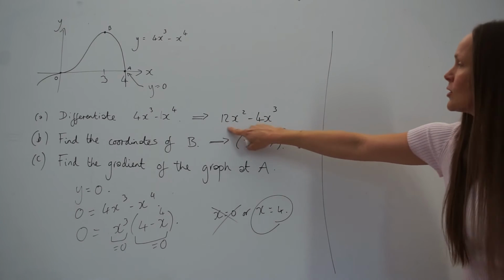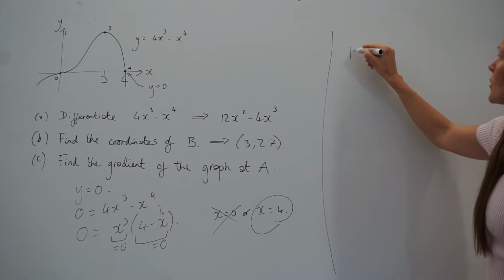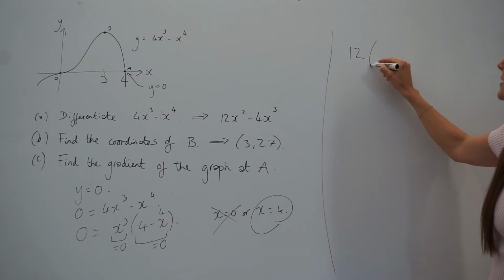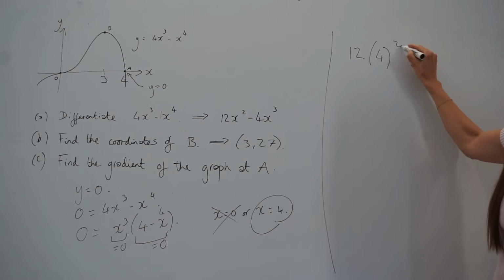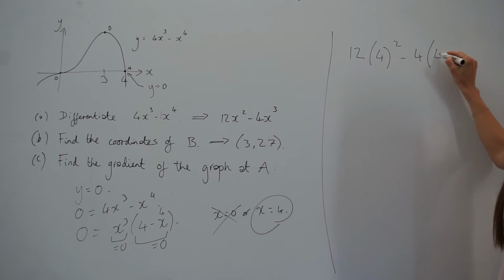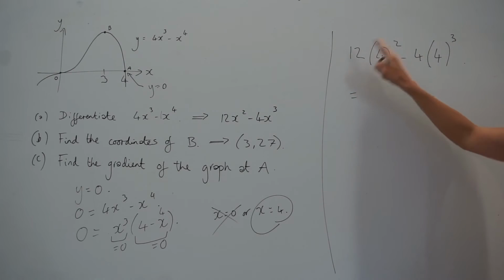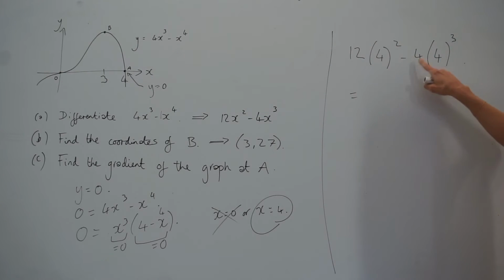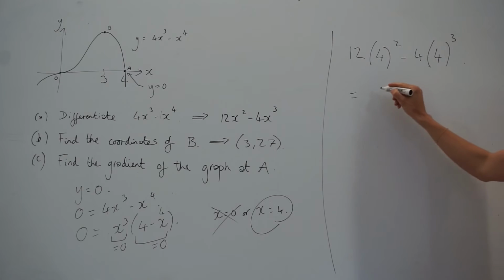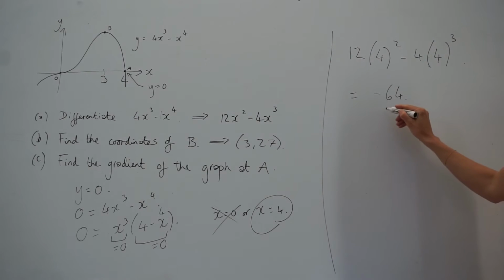Okay, remember this is the gradient of the curve at any point. So we have 12 brackets 4 squared minus 4 and then 4 again, all cubed. Okay, so now if I work this out, it's like saying 12 multiplied by 4 squared minus 4 multiplied by 4 cubed, which is equal to negative 64. Okay, and so that is the gradient at point A.